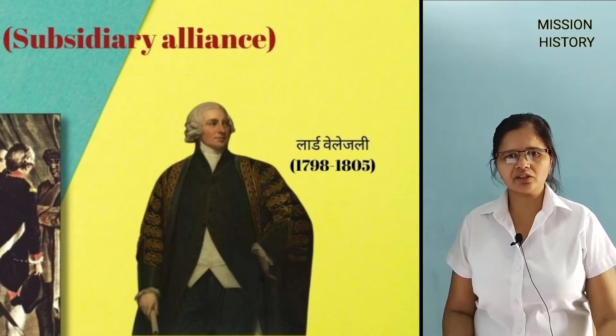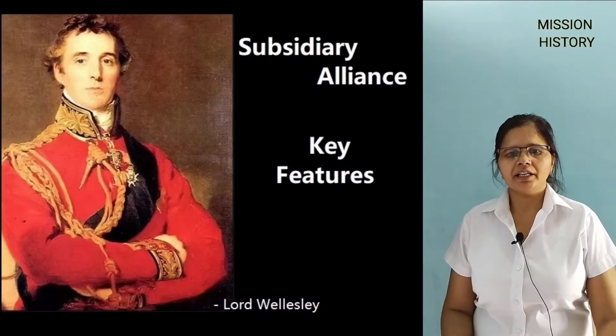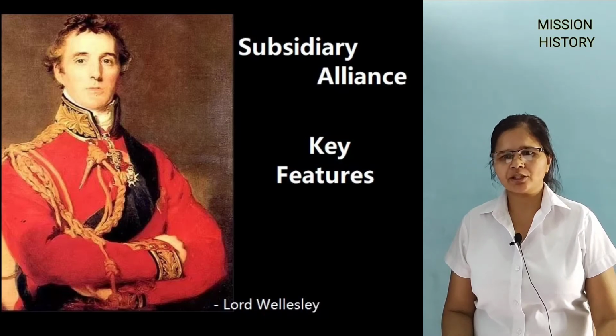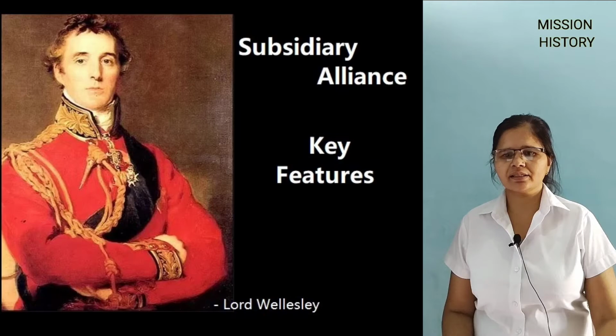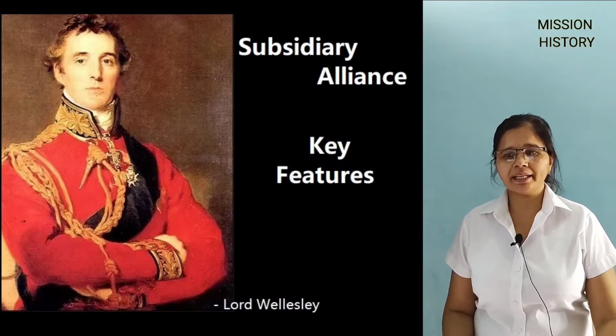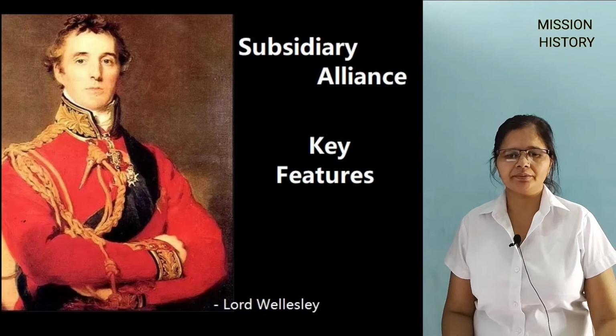It was a very effective device. Let's discuss its features. First, the Indian ruler was required to acknowledge the British East India Company as paramount power in India. He would accept the British army within his territory. He would remove his own army, thus Indian soldiers would become jobless. He would pay subsidy for maintaining the British army. If the ruler failed to make payment as per the alliance, then any part of the state would be taken by the British East India Company.